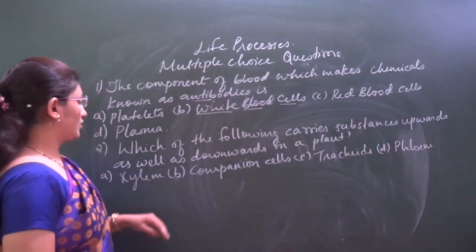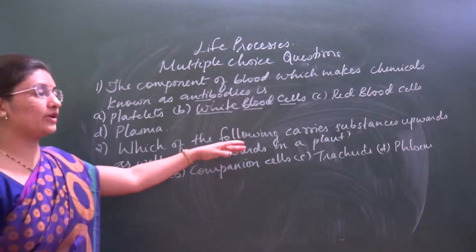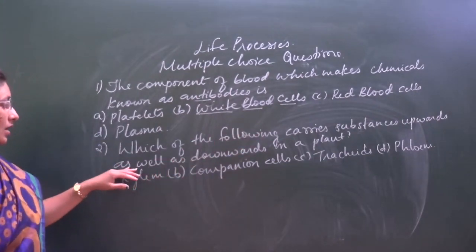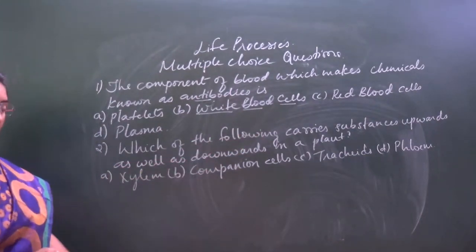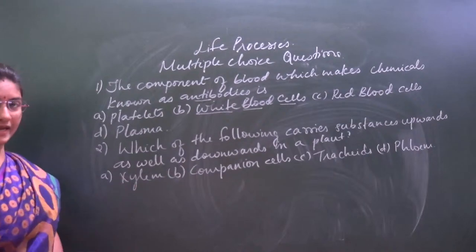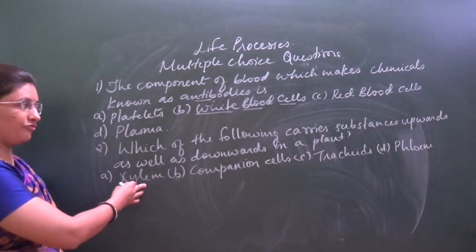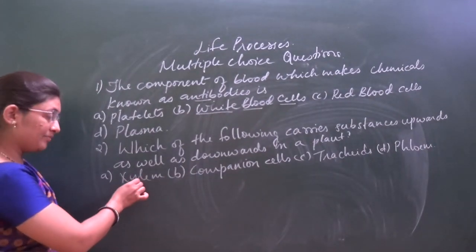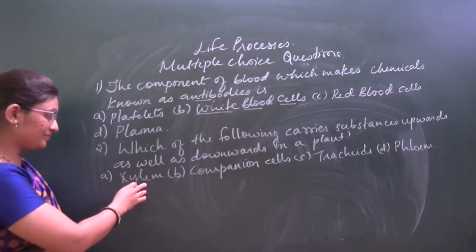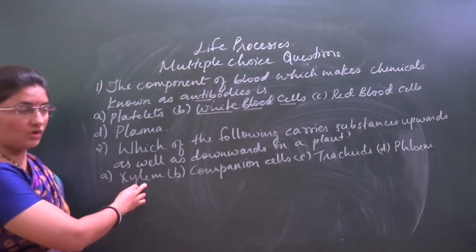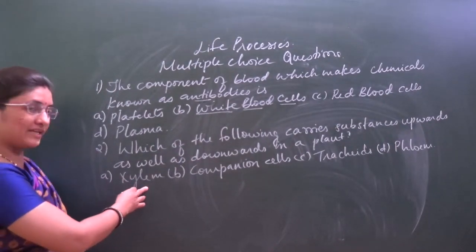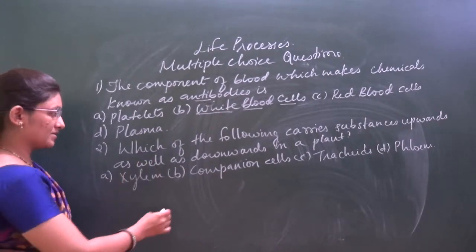So, the question is, which of the following carries the substances upwards as well as downwards? The first option, xylem, helps in the conduction of water, which is a unidirectional flow. So only upward movement of the water can be seen. So this will not be your answer.